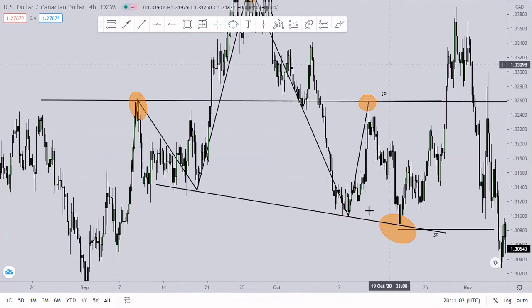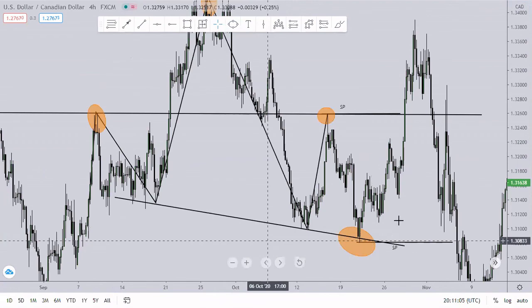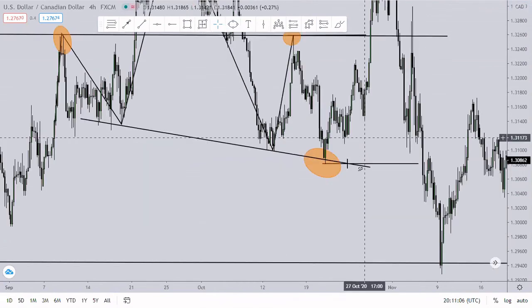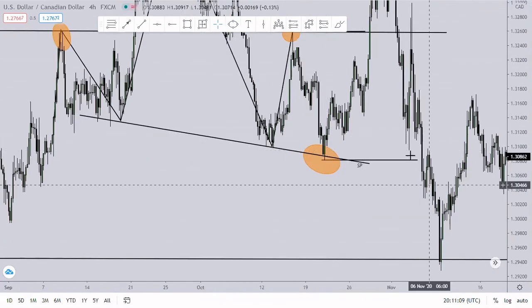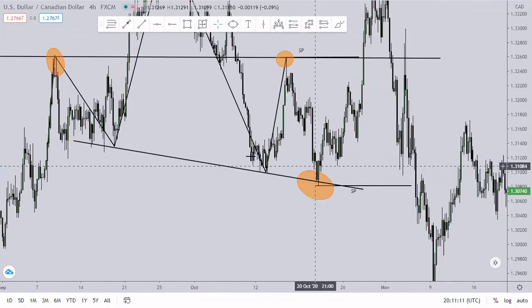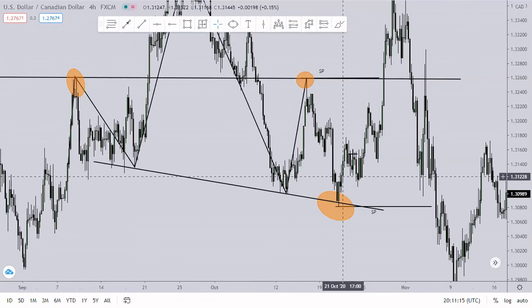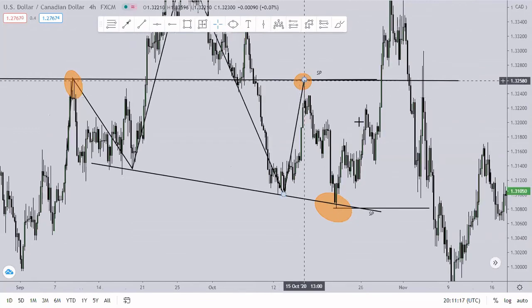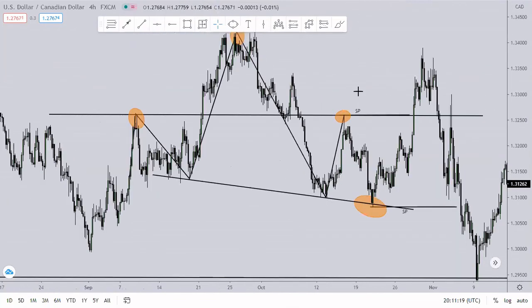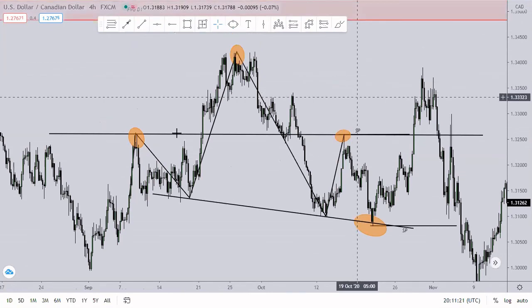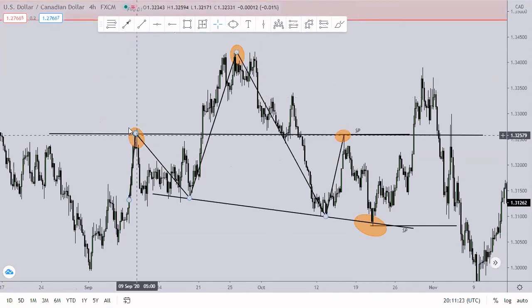So anybody who was waiting for it to break the neckline, see, it never broke it. Later it came past it, but by then the Quasimodo that we identified over here was not valid again. See, it never broke the neckline. So if you entered from here, okay, that is the Quasimodo level.